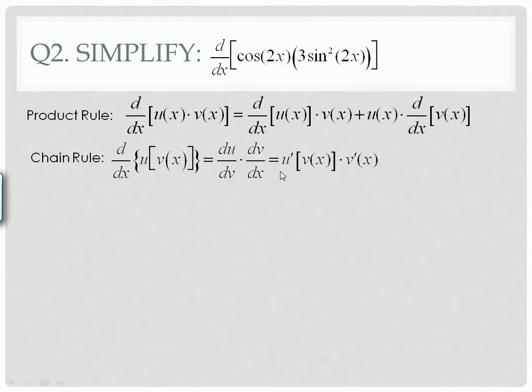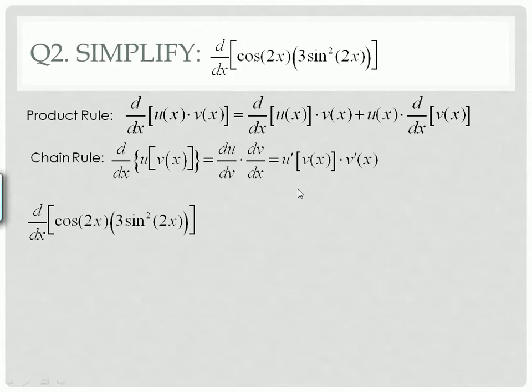And here's two versions of the chain rule. The derivative of u, which is a function of v of x, is equal to du dv times dv dx, which can also be written as u prime, the derivative of u, which is a function of v of x, times v prime of x.